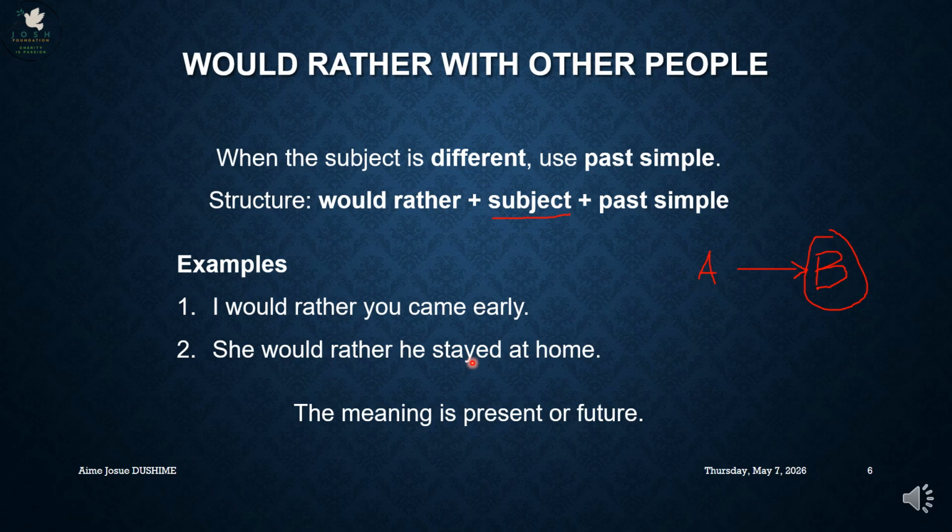But again, the meaning can also be future. I can use it implying the future. Let me give you an example. My friend always comes to work late, and I would rather he came early because they are about to fire him or her. That's a future thing. I want this friend of mine to come early in the future so that they can't fire him. She would rather he stayed at home. That's my present wish or my future wish.